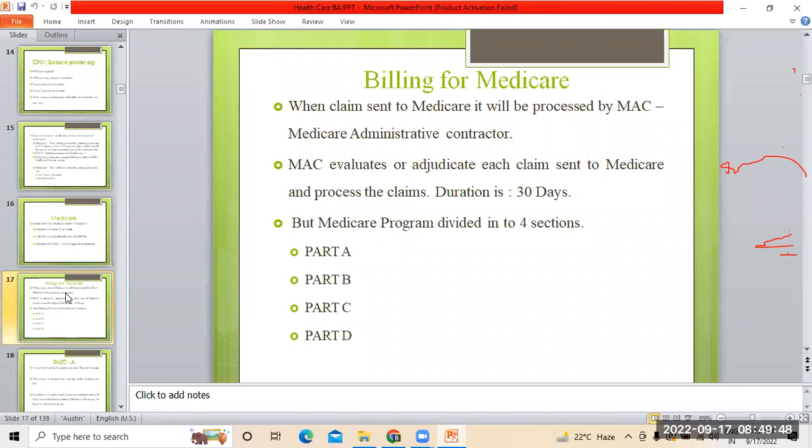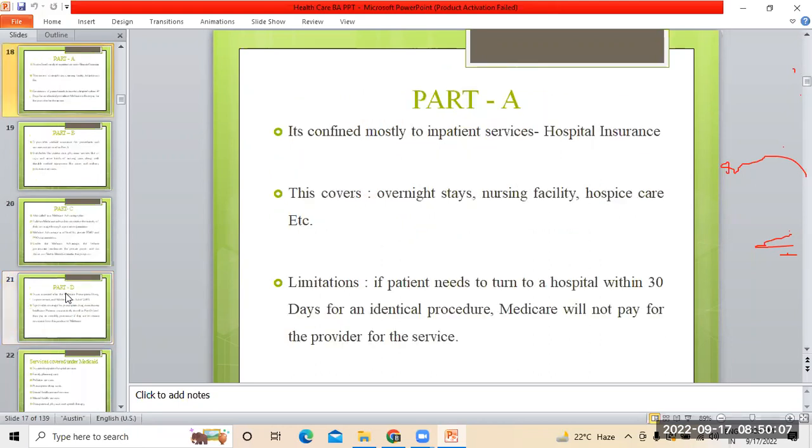The second point is that the Medicare program is divided basically into four different sections. These sections are as follows. Part A is the first section. Part B is the second one. Part C is the third one. Part D is the fourth one. Part A is a plan which is majorly confined to inpatient services. It does not cover outpatient, because there is a difference between inpatient and outpatient.